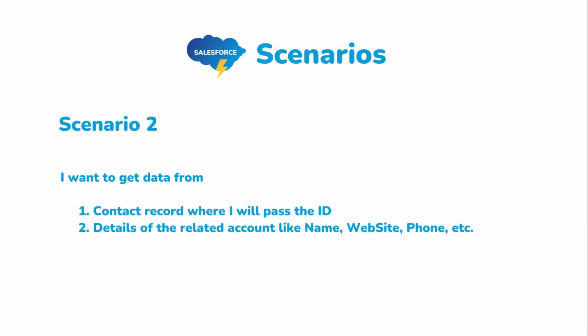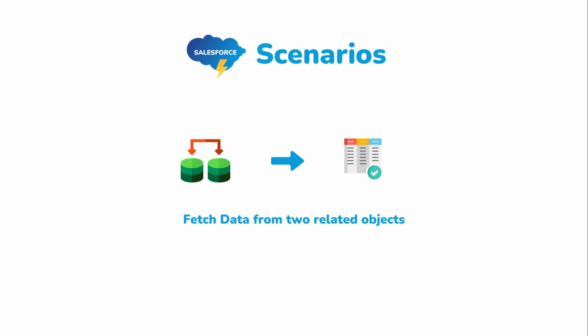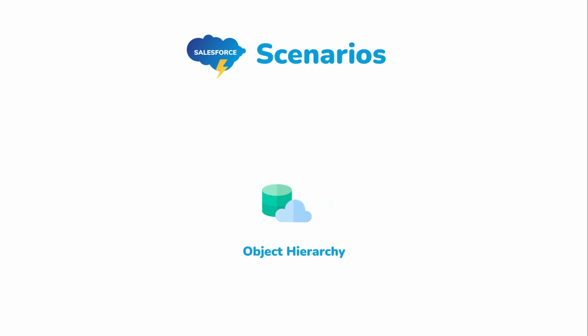Scenario 2. I want to get data from 1. Contact record where I will pass the ID. 2. Details of the related account like name, website, phone, etc. In this scenario, we want to fetch data from 2 related objects. First one is the contact and the second one is account.